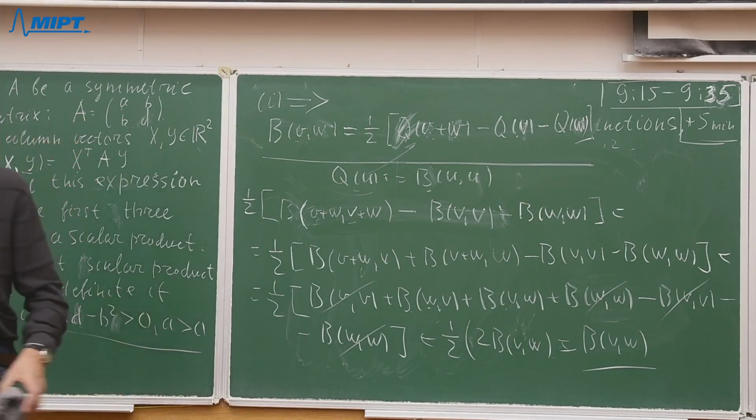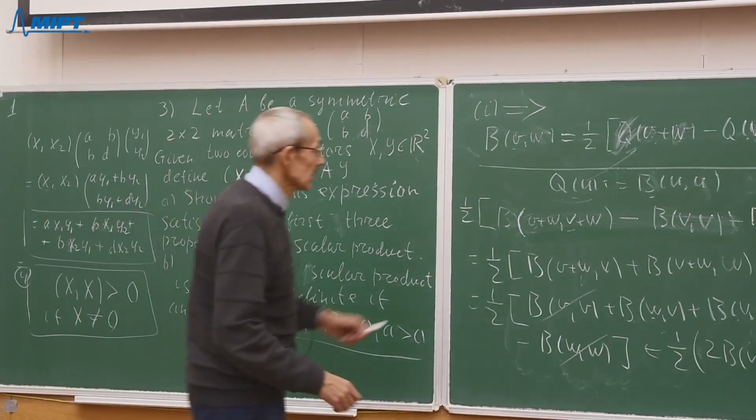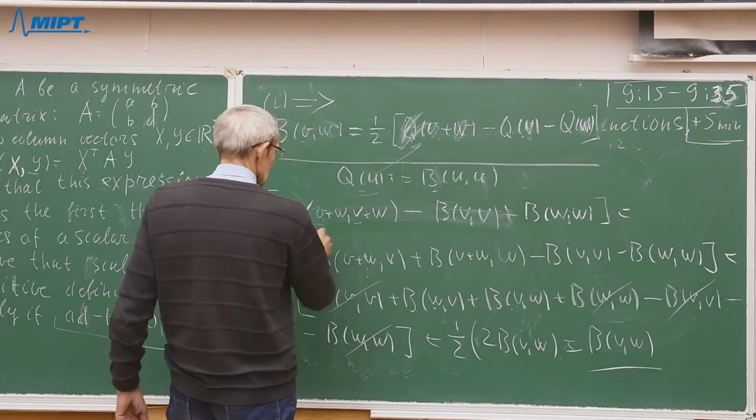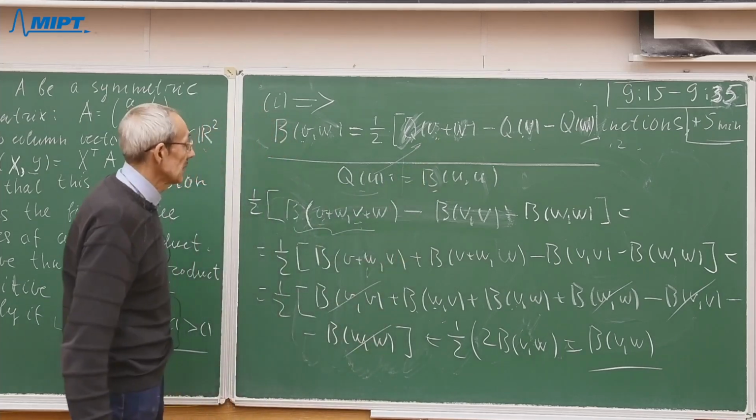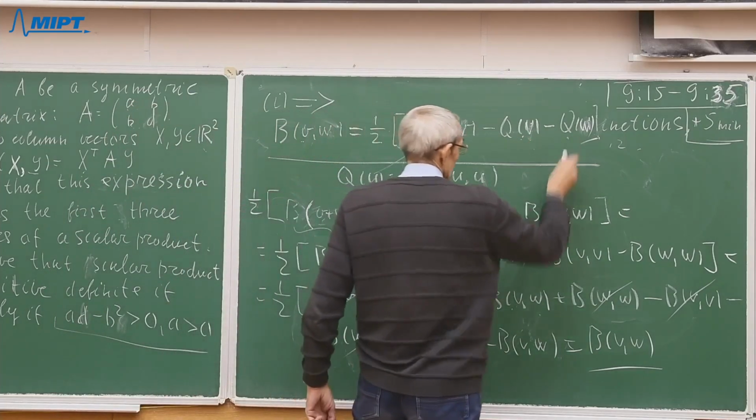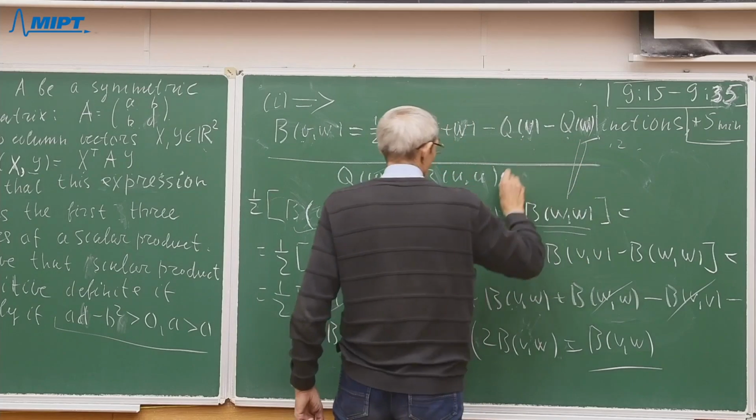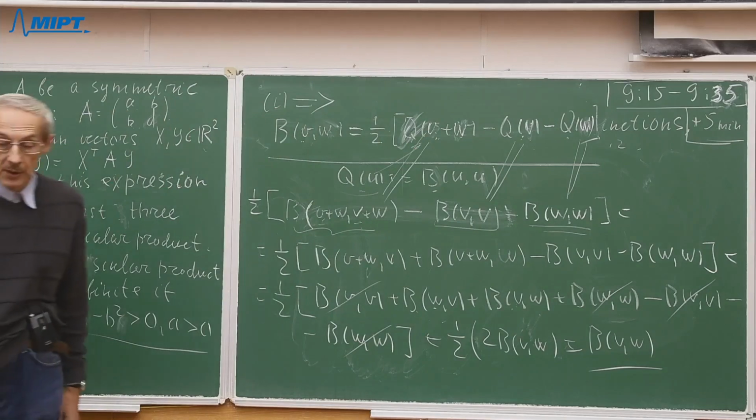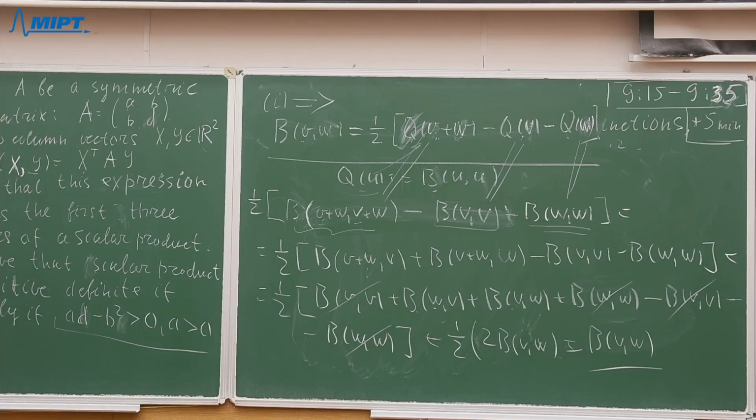Our calculation shows that the initial bilinear form can be restored in terms of the quadratic form. Easy to see that this expression coincides with this. This expression is exactly equal to this, and this expression is exactly equal to this. And we restore the value of the initial bilinear form.